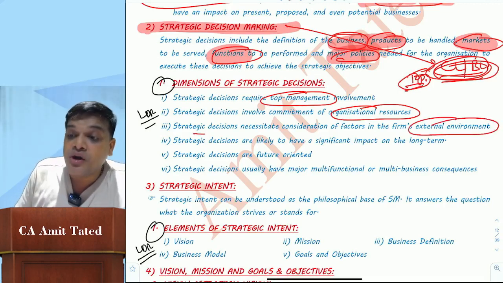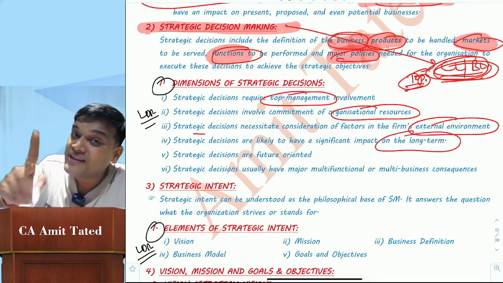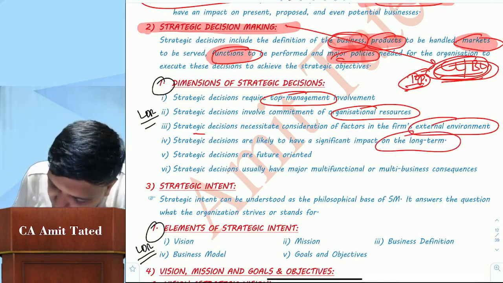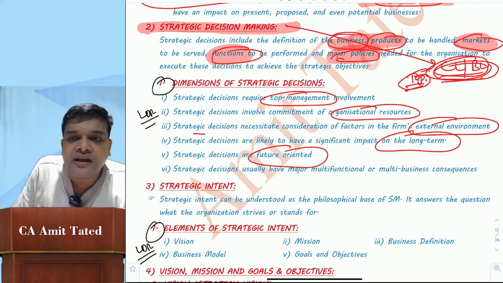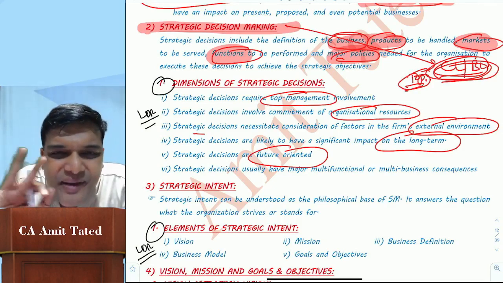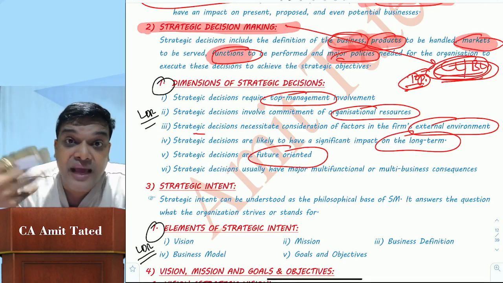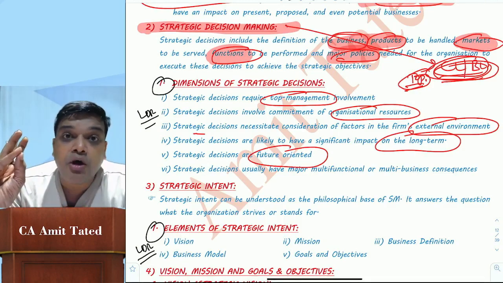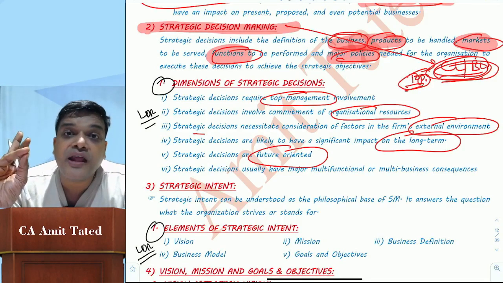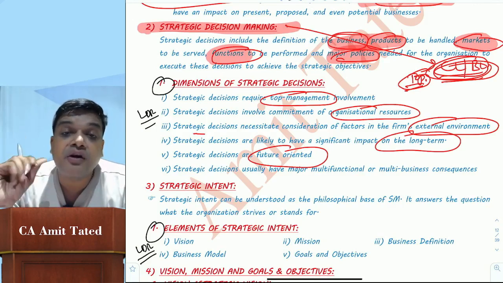Most important, it will have an impact on the long term because this is done by top management. It will be focusing on future-oriented strategic decision making. I am not discussing plain decision making, I am discussing strategic decision making. So what are the dimensions? Dimension means areas. First, top management involvement. Second, it focuses on resource allocation. Third, external environment. Fourth, long term. Fifth, future oriented.